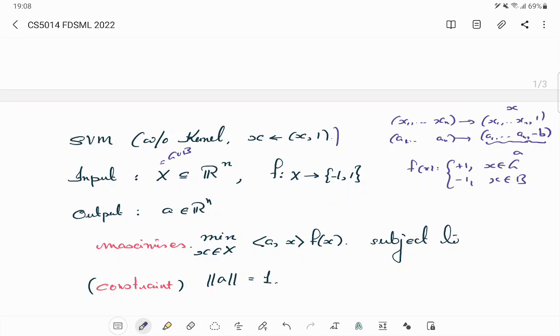Okay, so this is the model in which we are working, and the aim is to output this A, which is a normal to the separating hyperplane. But what does the SVM do?